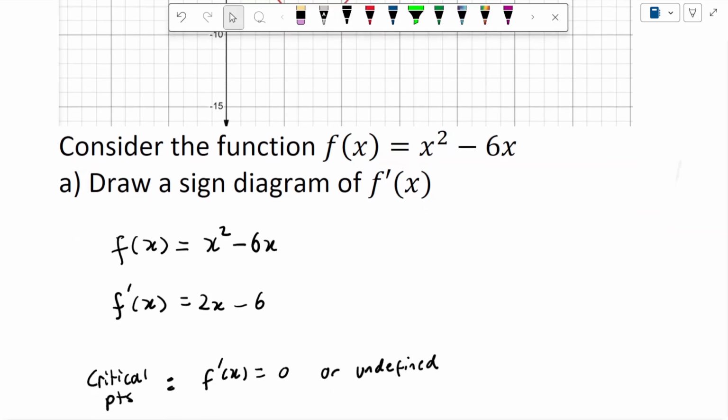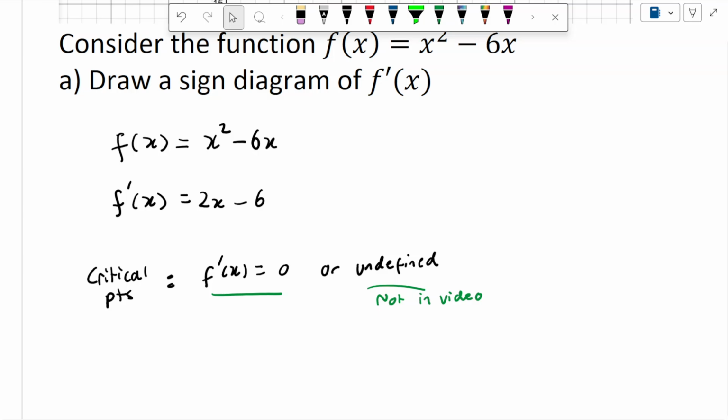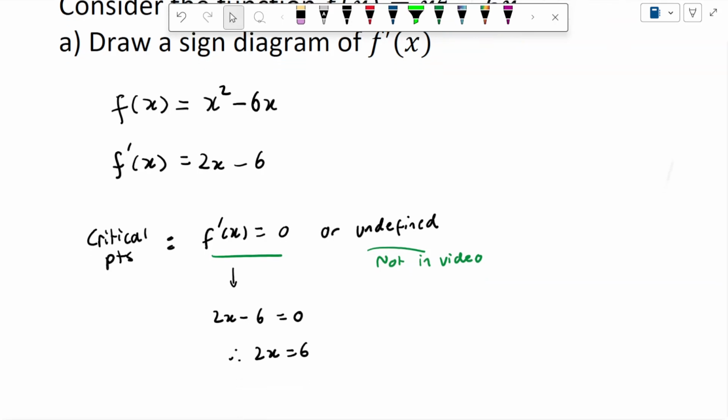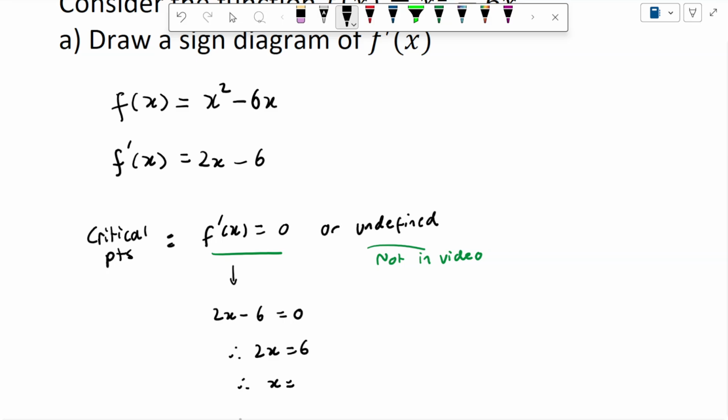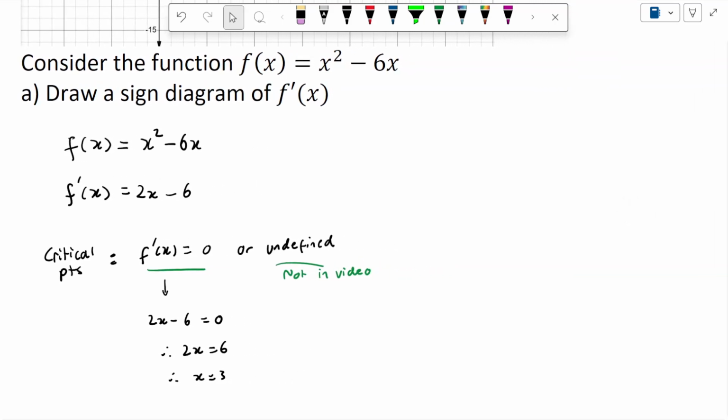Okay, now that we've got the derivative, we need to find critical points. So it's f dash of x is 0 or it's undefined. We're not going to do the undefined one in this video, but we do have a point where f dash of x equals 0. So we're trying to solve that. So it's 2x take 6 is the derivative. We'd like that to equal 0. So that would tell me that 2x was 6, or in other words, x would be 6 over 2, or 3.